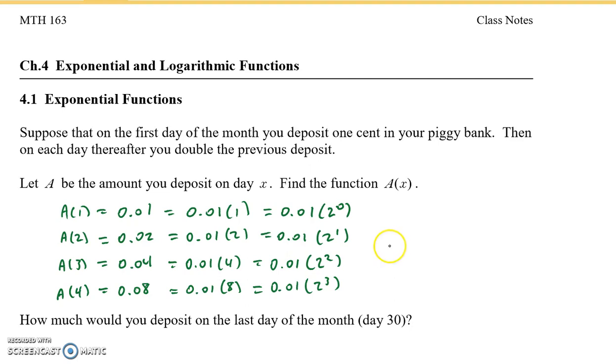So the function A of x could be written as A of x equals 0.01 times 2 to the x minus 1 power. This is our first example of an exponential function. An exponential function is a function that has an exponential expression where the base is constant and the exponent is variable.